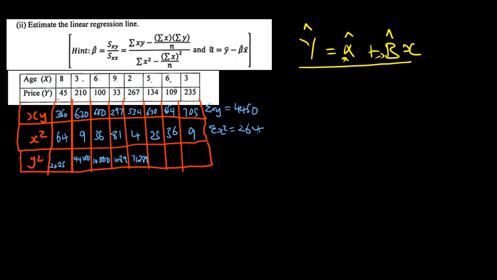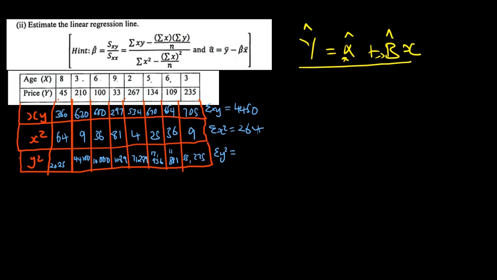What is next? 134 squared gives me 17,956. The next one is 109. So 109 squared gives me 11,881. And then let's find 235 squared. 235 squared is going to give me 55,225.